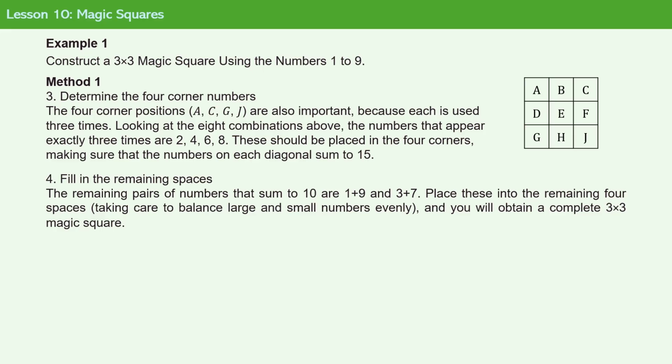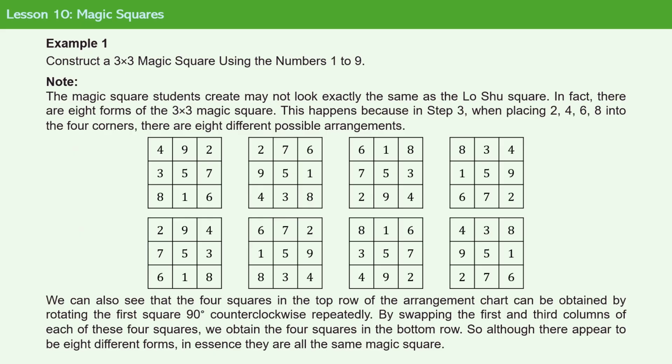The remaining pairs of numbers that sum to 10 are 1 plus 9 and 3 plus 7. Place these into the remaining 4 spaces, taking care to balance large and small numbers evenly, and you will obtain a complete 3 times 3 magic square. The magic square students create may not look exactly the same as the Luoshu square. In fact, there are 8 forms of the 3 times 3 magic square.